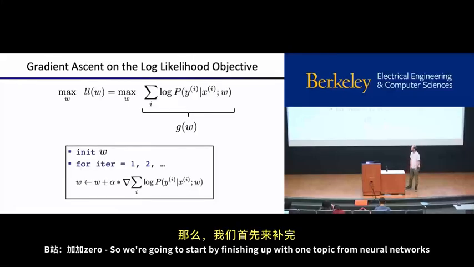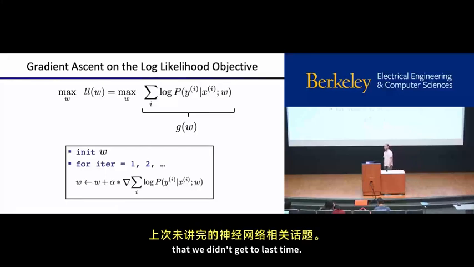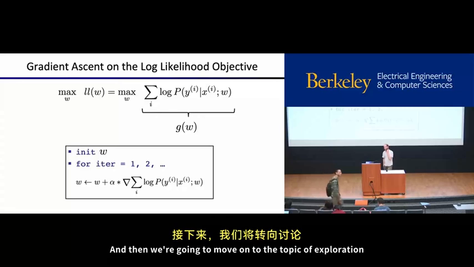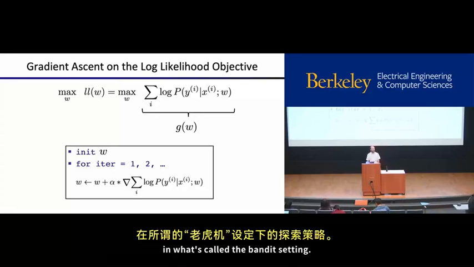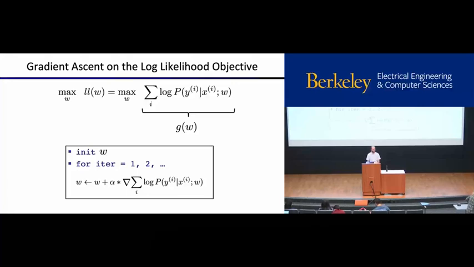So we're going to start by finishing up with one topic from neural networks that we didn't get to last time, and then we're going to move on to the topic of exploration in what's called the bandit setting.